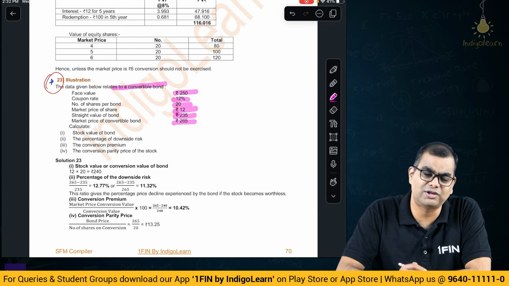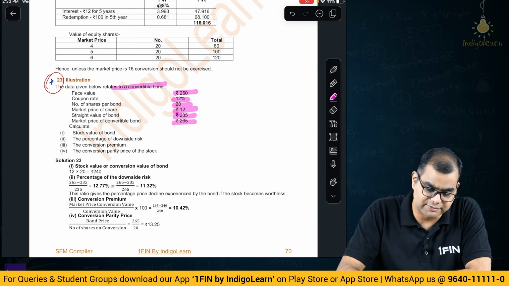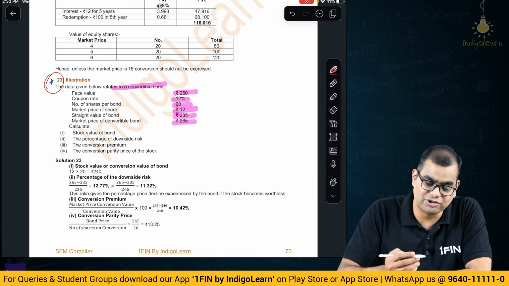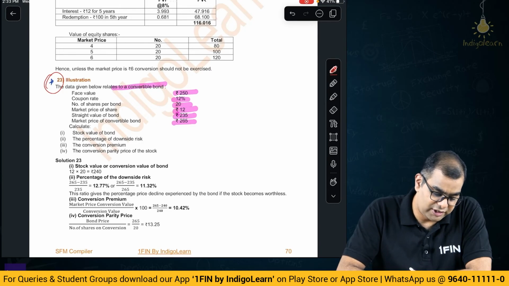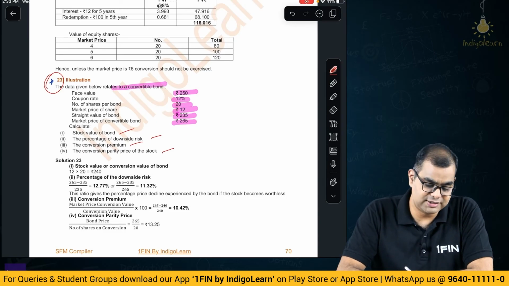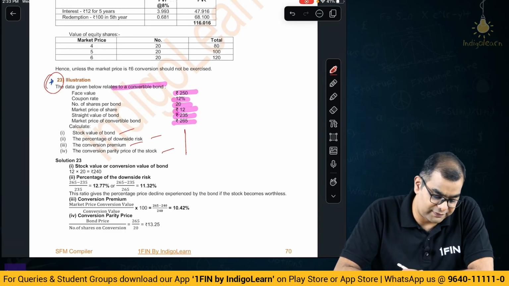What is the straight value? What is this new term that we have learned? I will explain to you. As we see the solution, you yourself will understand. You are required to calculate stock value of the bond, percentage of downside risk, conversion premium, and conversion parity price of the stock. Again, all these are new terms. Let us go one by one.